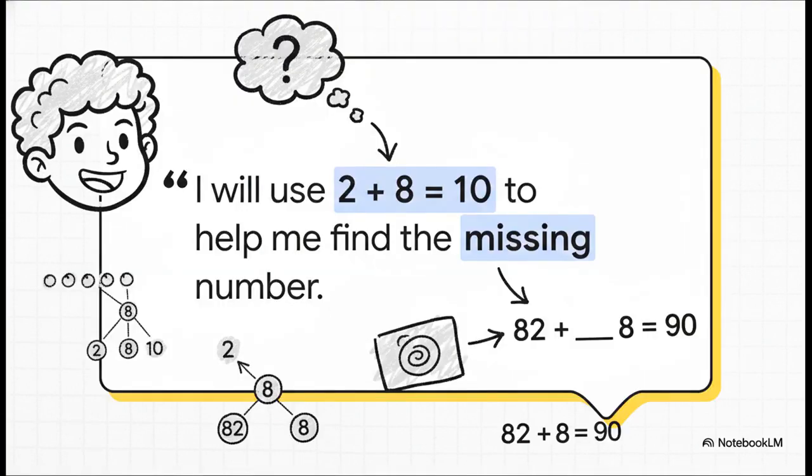So let's put ourselves in a student's shoes for a second. Here's that logic in action, right from the lesson plan. A student is looking at 82 plus blank equals 90. Their internal monologue isn't panic, it's pure strategy. They think, okay, I know my bonds to 10. I know 2 and 8 are a pair. So the 82 also needs an 8 to get to the next 10. It's a beautiful logical leap. It's not a guess at all.